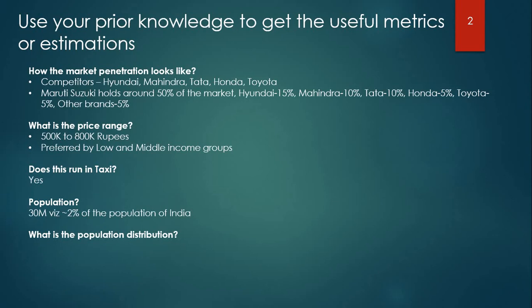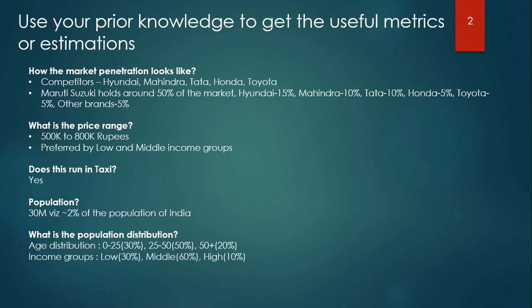Then you can think of the population distribution in terms of age or income group. I'm assuming here the age distribution as 30, 50 and 20, which means 30% of the population lies between 0 to 25 years of age, 50% lies between 25 to 50, and 20% lies at 50 or above. Then you can also think of income groups, where I have considered 30% belongs to the low income group, 60% belongs to middle, and the remaining 10% belongs to the high income group.